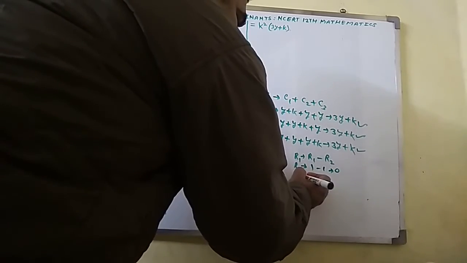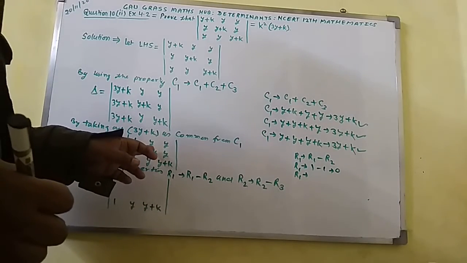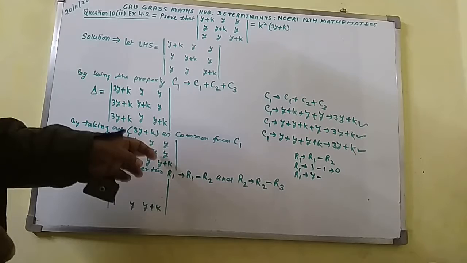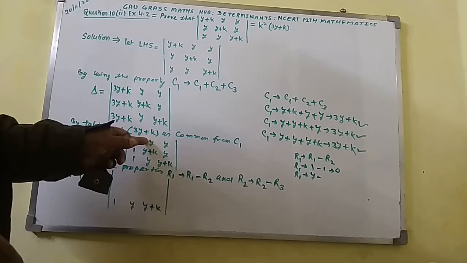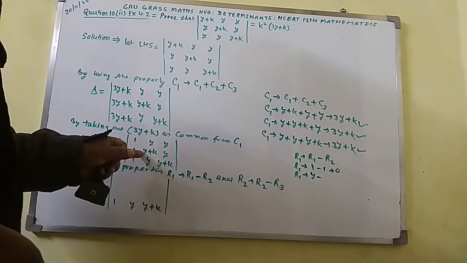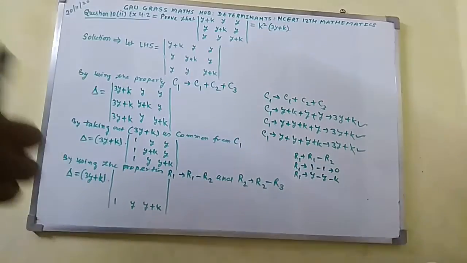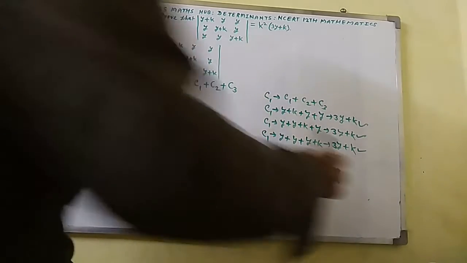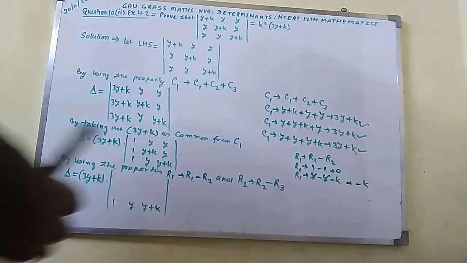And again for R1, if I take the element of R1 as y, here write y. Minus, for R2 I shall refer to the second row, the corresponding element of y in the second row will be y plus k. So here write minus y minus k. So here we will get only minus k, because the y will be cancelled out.